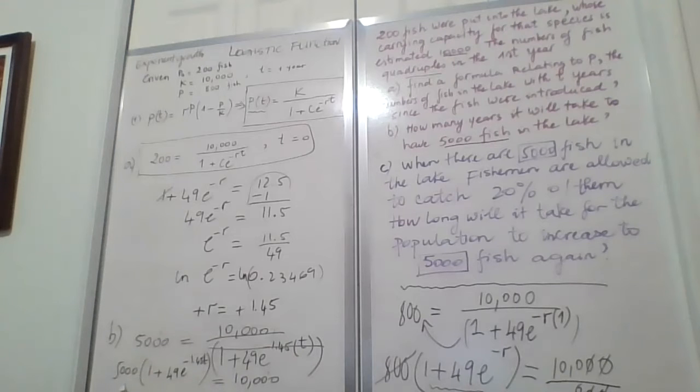Now I'm going to divide both sides by 5,000, so that cancels. 10 divided by 5 equals 2. So now I have 1 plus 49 e to the minus 1.45 t equals 2. And I move the 1 over, minus 1, and that's gone. So I'm left with 1.